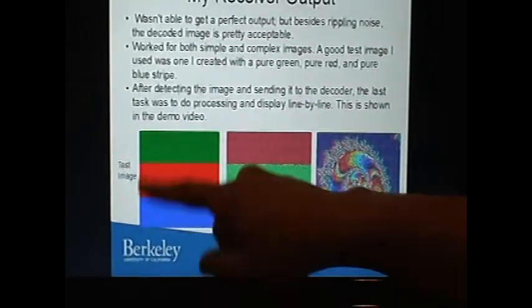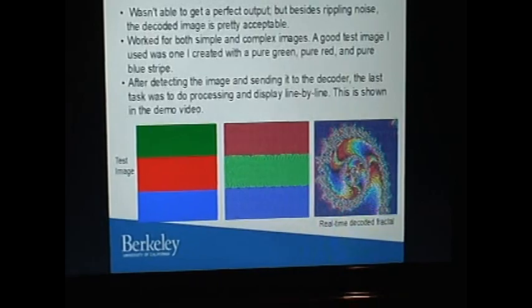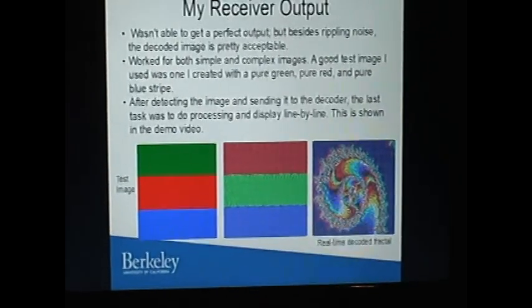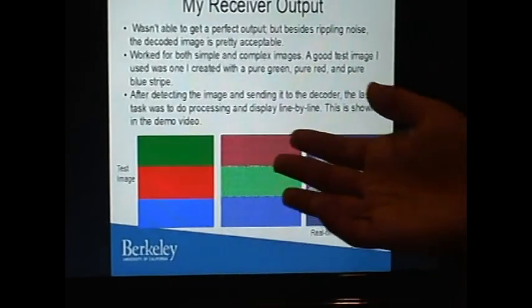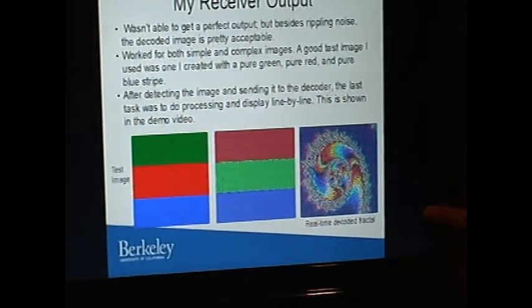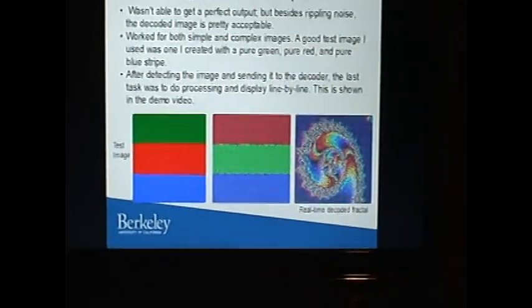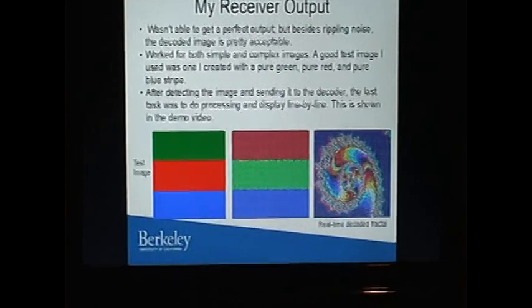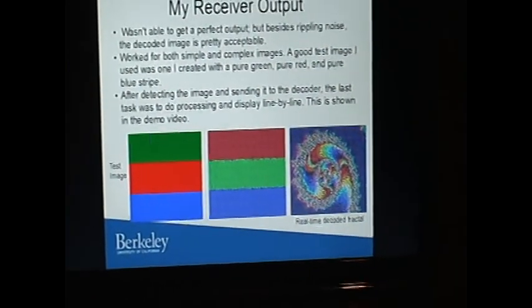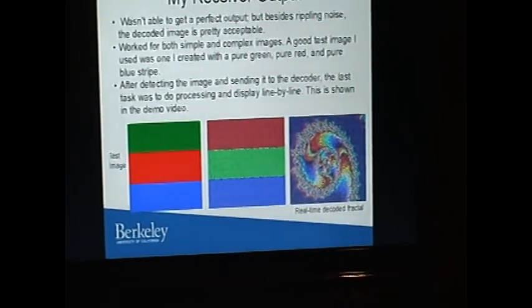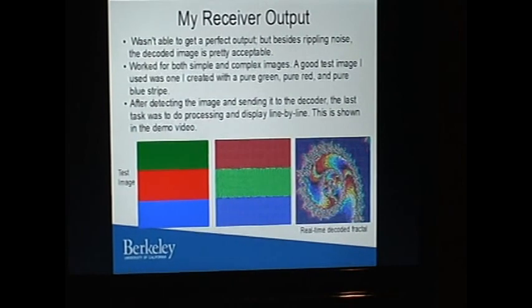This image was one that I used many times to test at various points in this project. It was really good. And as you can see, even for very simple images and for more complex images, I can get a pretty reliable output with some rippling. And given more time, I'd want to explore wavelet denoising, because I learned so much about Wiener filters.